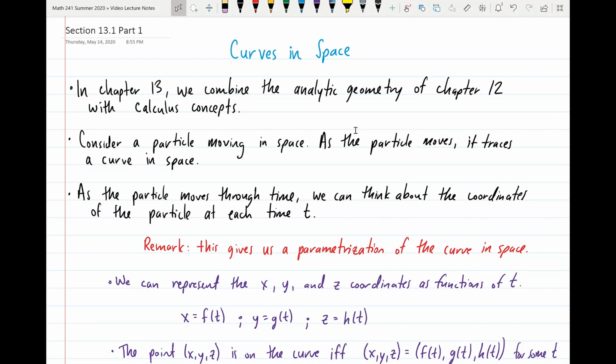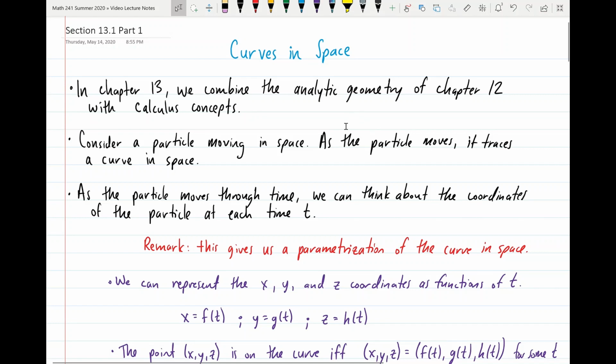In this video we will be starting on chapter 13 and we're going to be covering section 13.1, just the first half in this video, and specifically we will be covering the concept of curves in three-dimensional space. So in chapter 13 our ultimate goal is to combine the analytic geometry that we just covered in chapter 12 with calculus concepts that we already went through in Calc 1 and Calc 2.